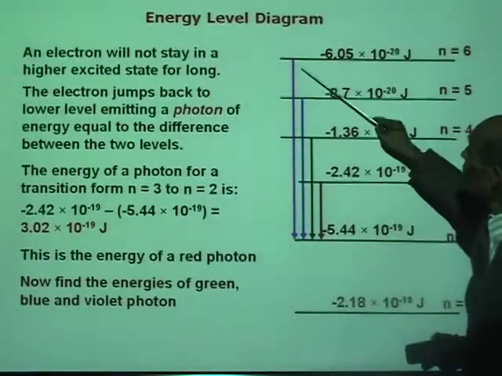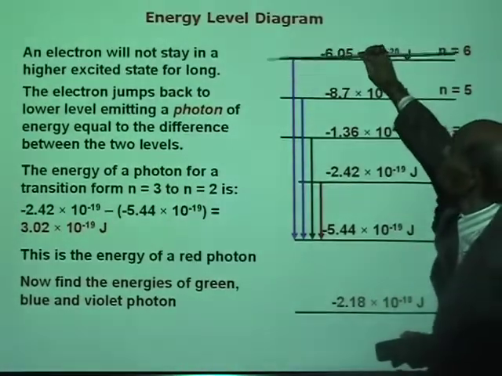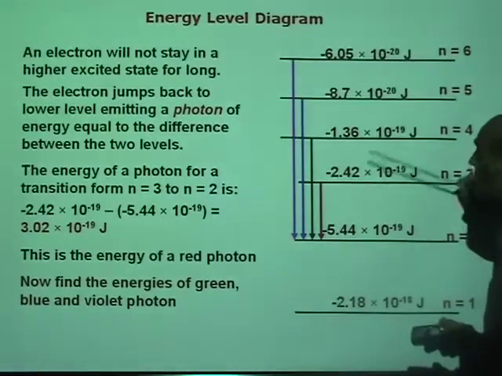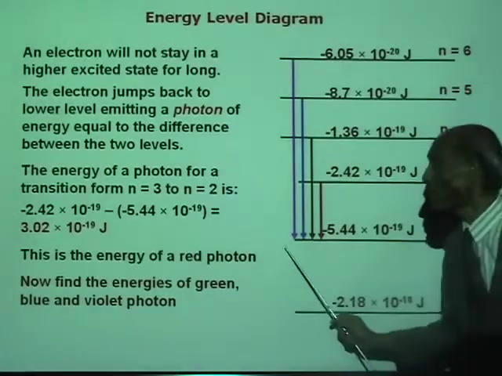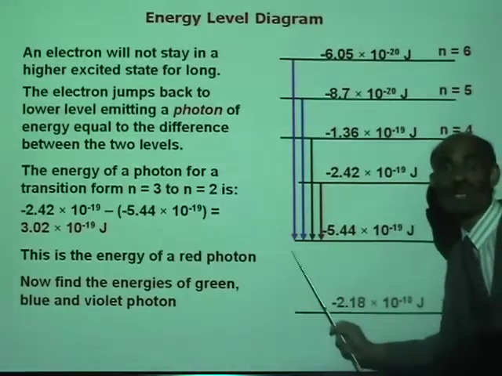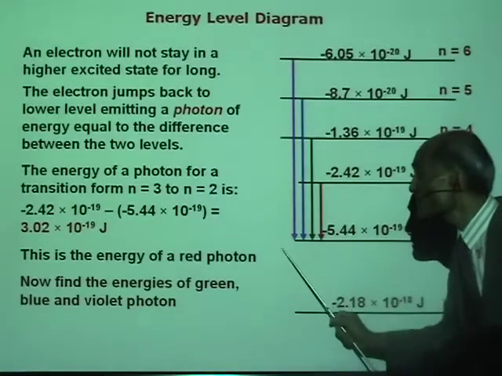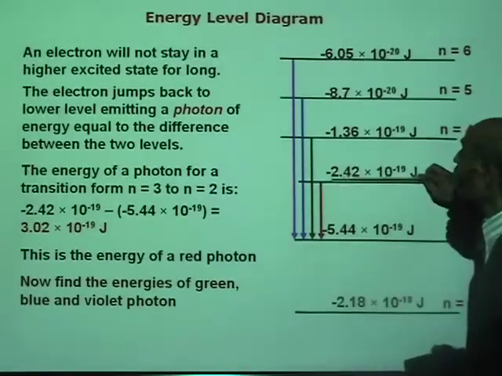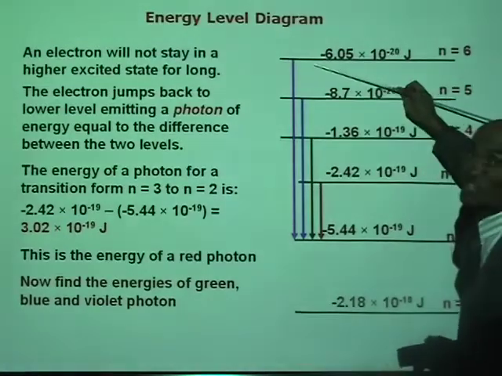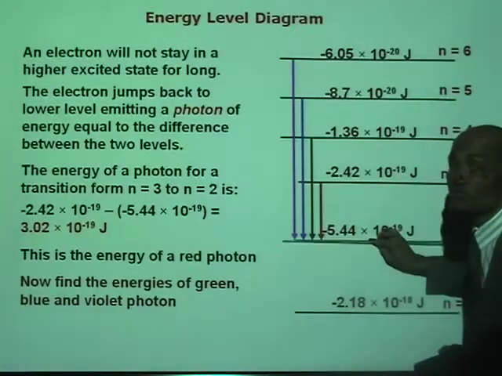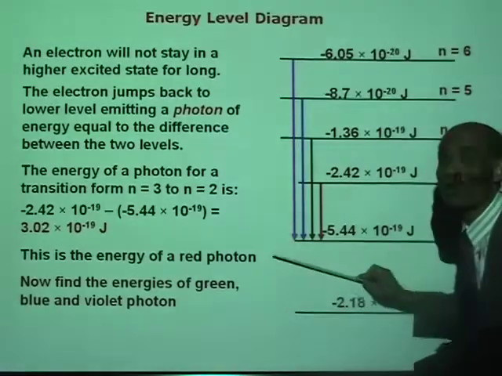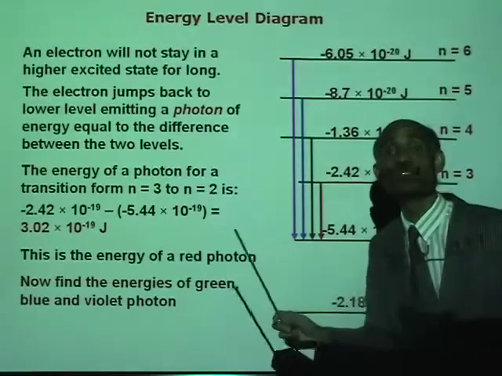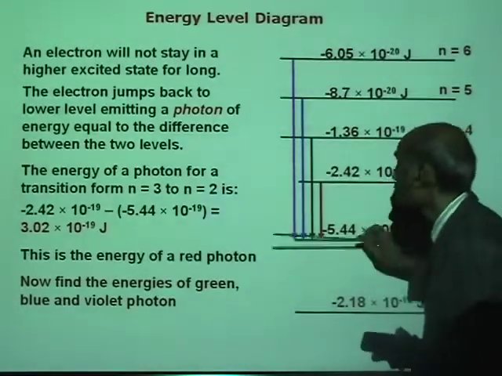And a violet photon is when an electron jumps from the excited state n equal to 6 to n equal to 2. You see, what do you call this series of radiations? This series is called the Balmer series. That means electrons jumping from outer energy levels to n equal to 2. And that is visible light.